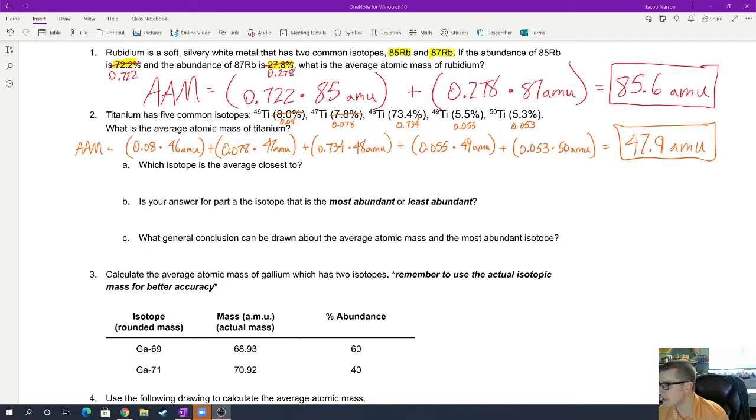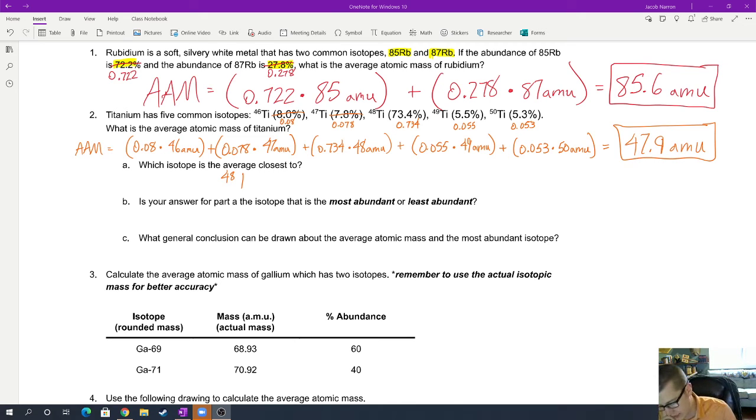Okay, and that should make sense. As we can see, our highest isotope by far is isotope titanium-48. So the fact that my answer is 47.9 tells me I probably did it right. Which isotope is it closest to? Well, it's closest to titanium-48. It's definitely closest to that. In fact, if we were to round this to a whole number, it would round up to 48.